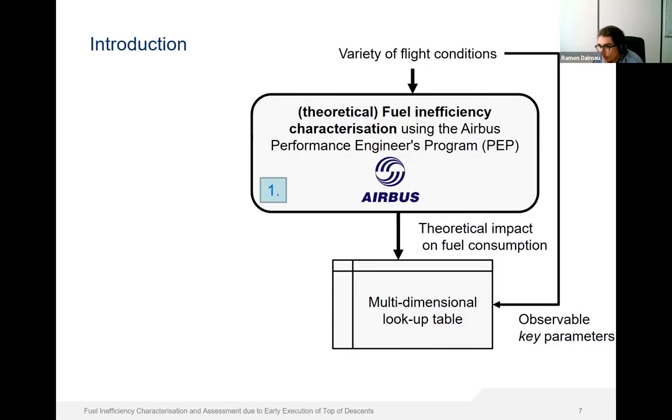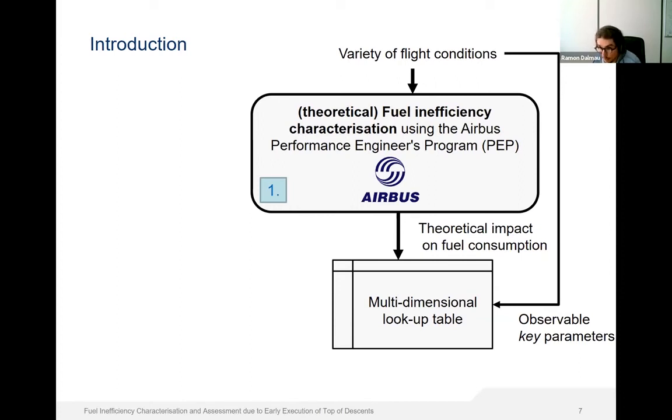This slide shows the workflow that we followed in order to answer these three questions. First, we selected a representative set of flight conditions, and for each one of them, we compared the optimal trajectory plan with a hypothetical simulated early descent. The two trajectories were computed by using the Airbus Performance Engineers Program, PEP. As a result, we were able to characterize the fuel efficiency of early descents from a theoretical point of view and populate a multidimensional lookup table that can be queried with some observable key parameters.